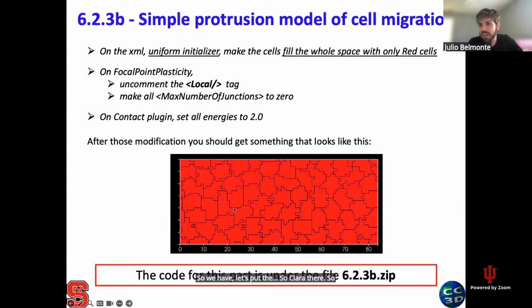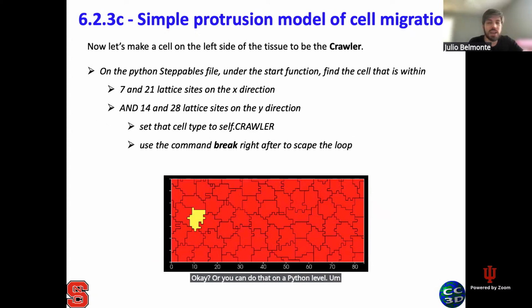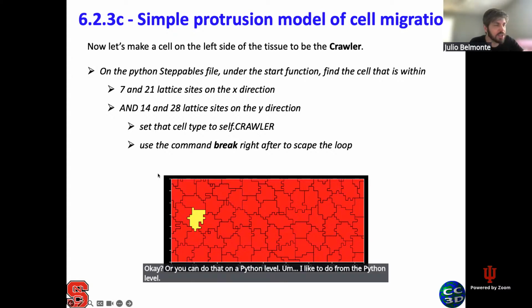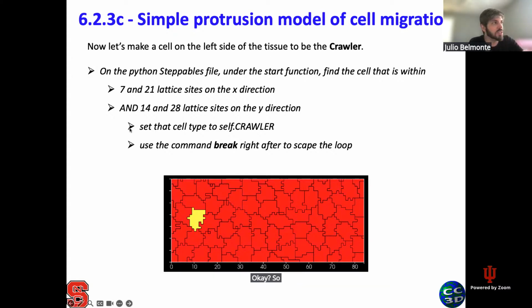There are two ways to do this. You can add a new region in your initializer and add the crawler cell in a specific space, okay? Or you can do that at the Python level. I like to do it from the Python level, okay? So let's go to the Steppable files, and in the start function, let's find the cell that's on the left and in the middle, in the center of the simulation, and let's set that cell type to crawler, okay?